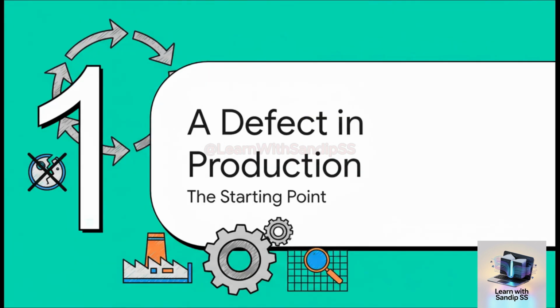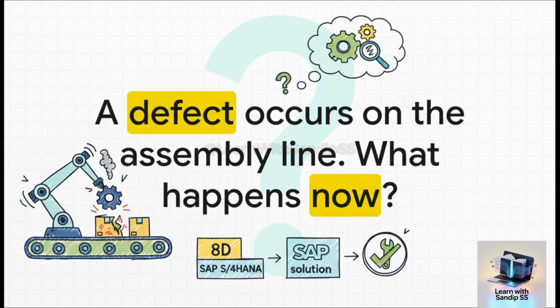Okay, let's set the scene. To really understand how this works, we need to start where all these problems begin, right there on the production line. So picture this. A worker is on the assembly line, putting something together, and they notice a component is broken. They do exactly what they're supposed to do. They stop and they log the defect in the system. But that's really just the first domino to fall.